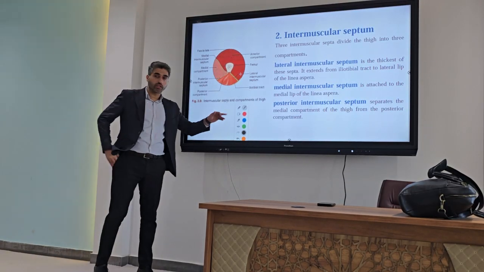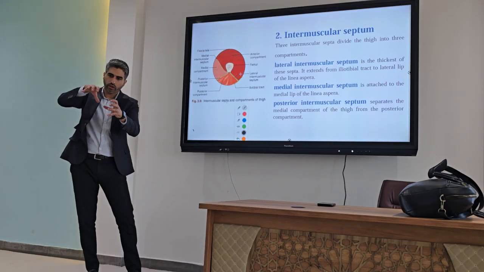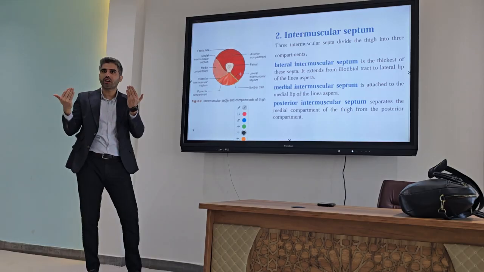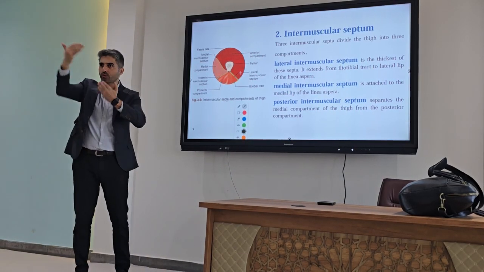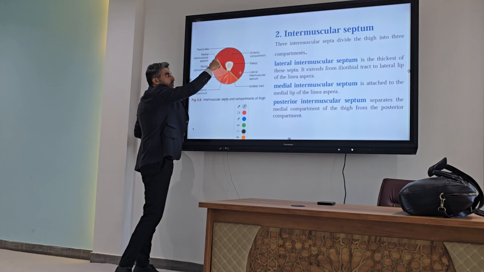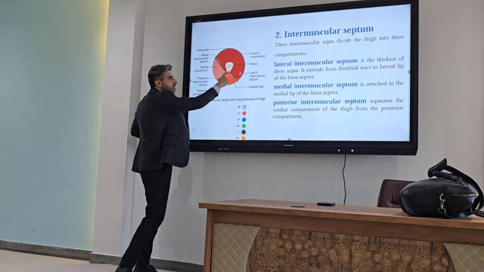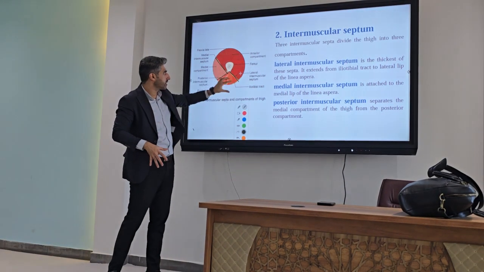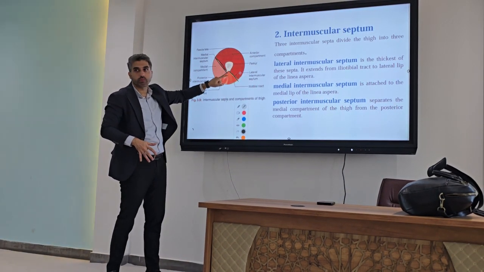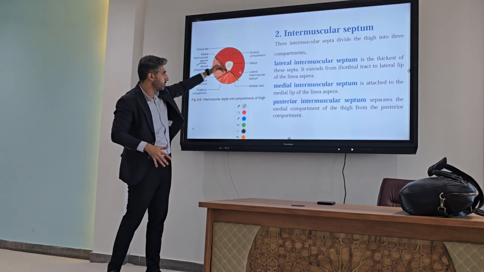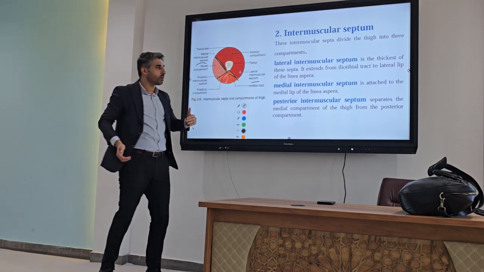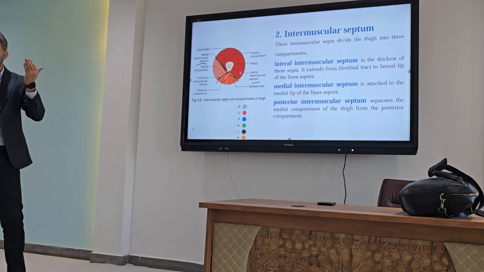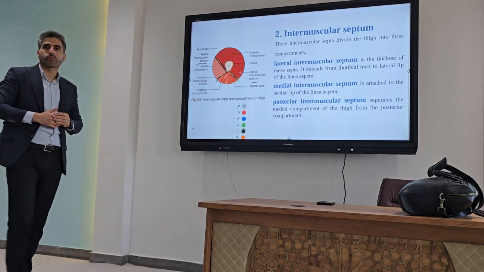So, which structure divides the compartments? Anterior from medial, medial from posterior. We have some septums. Septums are like valves between 2 compartments. We get here the intermuscular septum. These are these lines. They're coming from the deep fascia and attached to the bones and divide the compartments. This is the medial intermuscular septum. This one is the lateral intermuscular septum. This one is the posterior intermuscular septum. So compartments are separated by these septums.